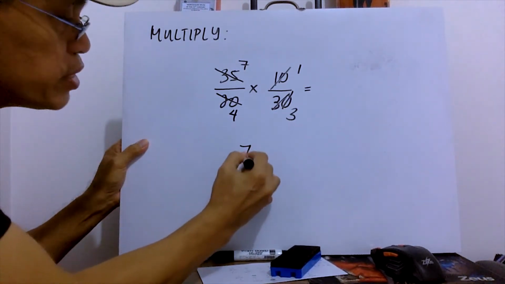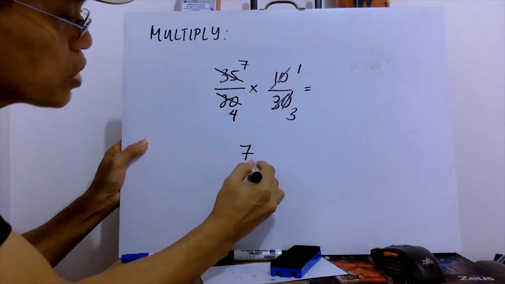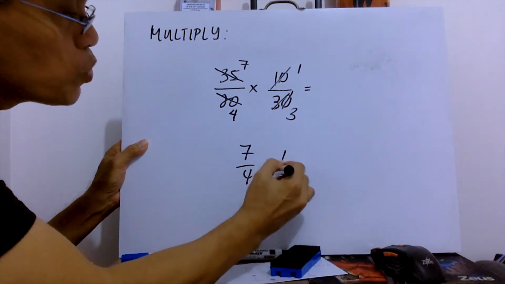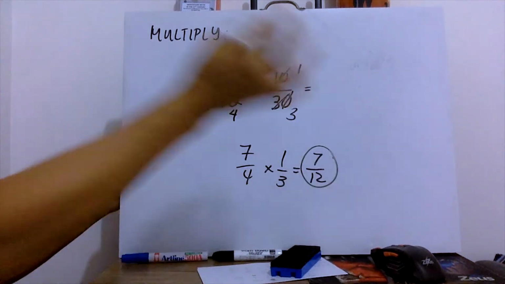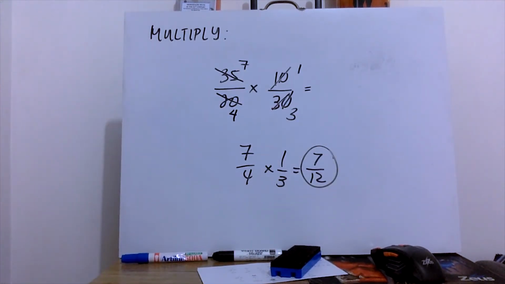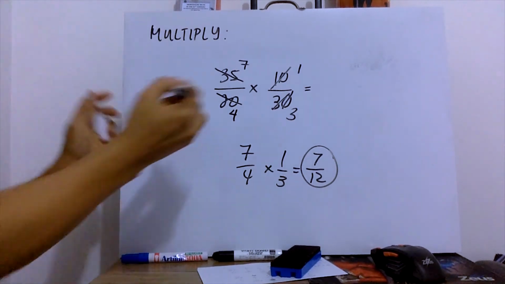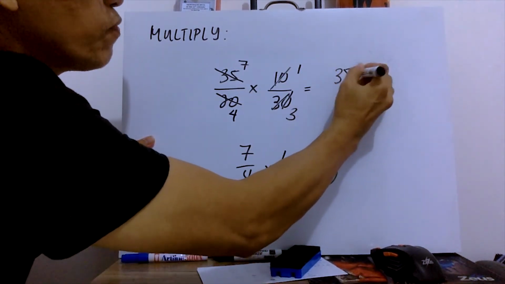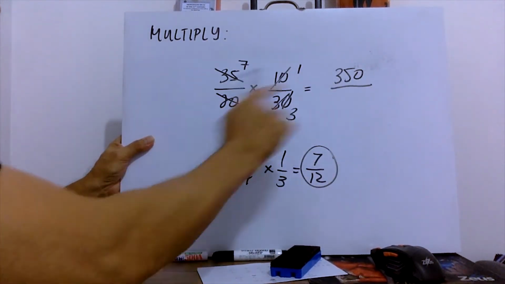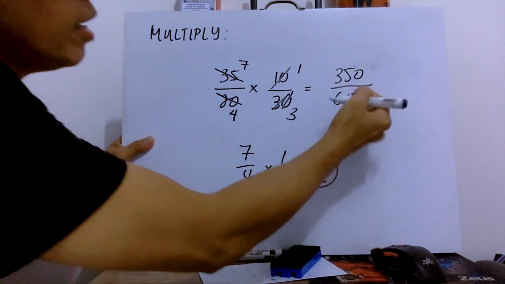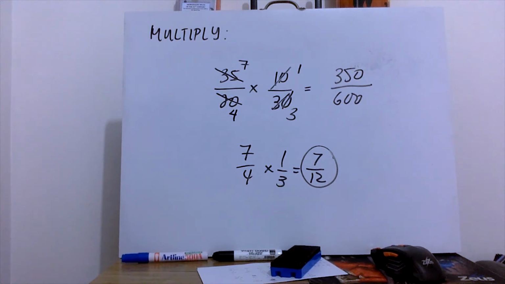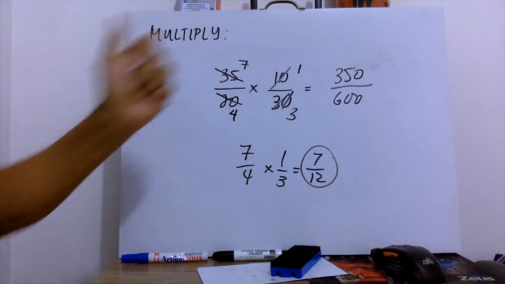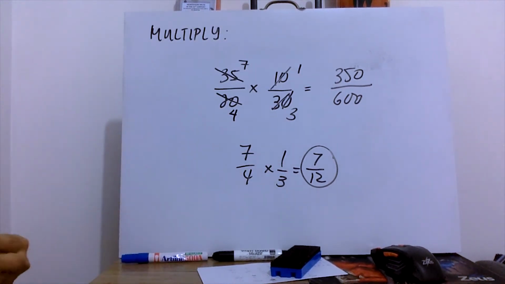Now, what are our fractions? So 7 over 4 times 1/3. So it's 7 over 12. Voila. Very easy. Instead of multiplying 35 times 10, 350, 20 times 30, that's 600. Wow, look at that. How do you simplify that? It's big, but this one, so easy.